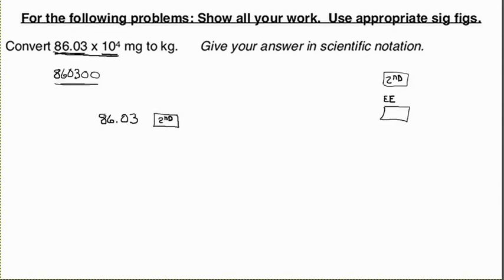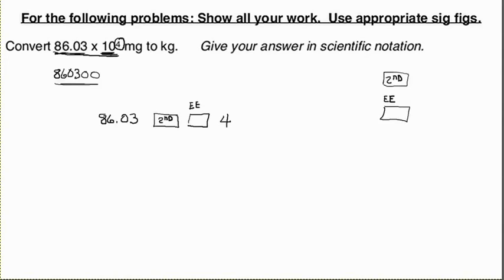Okay, so what that means is when you press the second button and then you press this button, you will get the EE function. And the EE function is just this 10 to the power function. So you're going to press your second and then EE. All right, and then you press in the power of 10 that you have, which would be 4. Okay, so put it in on your calculator like this, and that should input that number for you just like that.